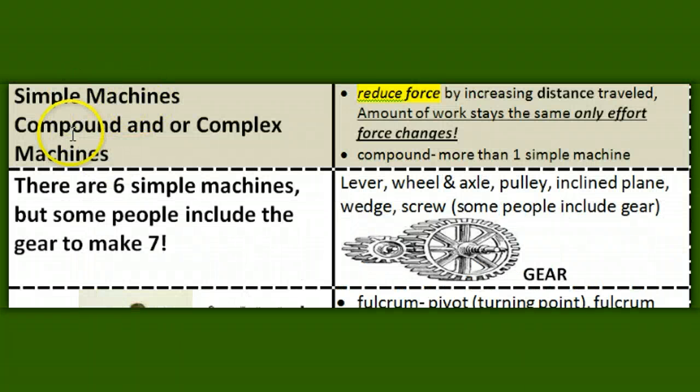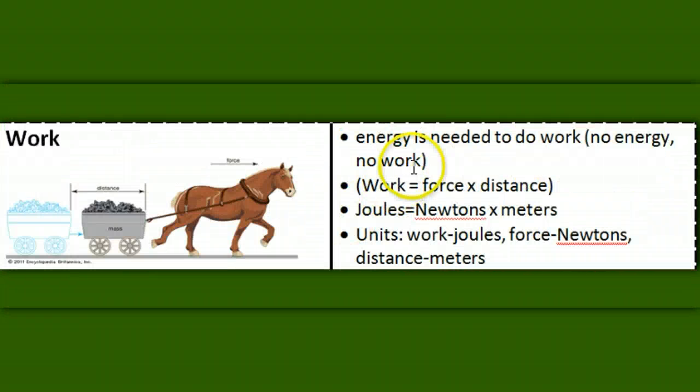Remember that simple machines, compound and or complex machines reduce the force and the distance traveled. The amount of work always stays the same, only the effort force ever changes. And a compound or complex machine is more than one simple machine put together. Remember too that in order to have work, energy is needed to do it. No energy, no work. So if you don't have any energy, and energy is the ability to do work, then you can't have work done.